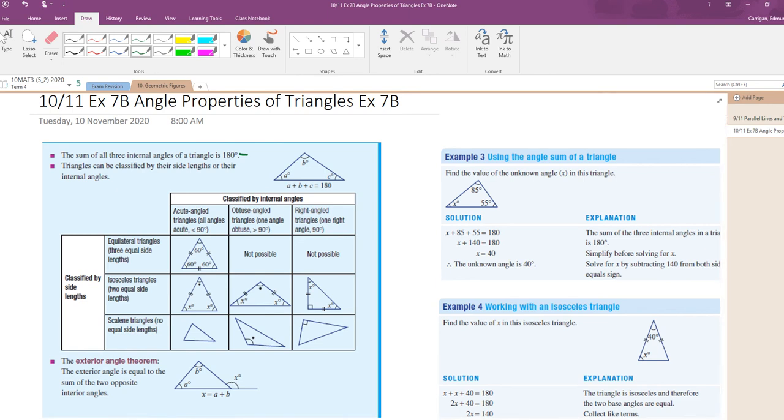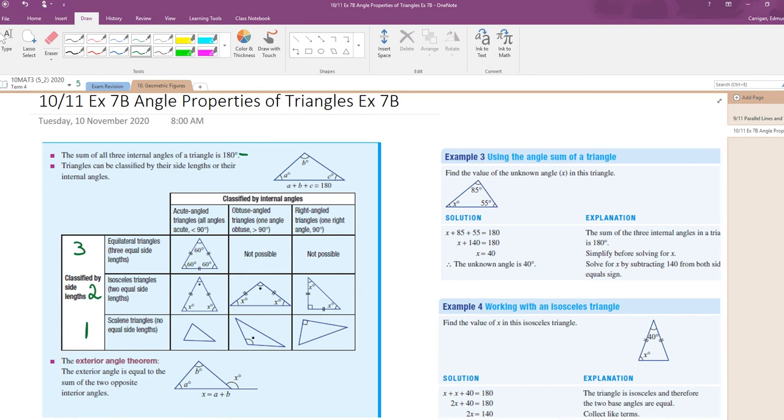So they're classified by their side lengths. That means whether they have three sides the same, two sides the same, or no sides the same. If there are three sides the same, they're equilateral. If there's two sides the same, they're isosceles. And if no sides are the same, they are scalene.